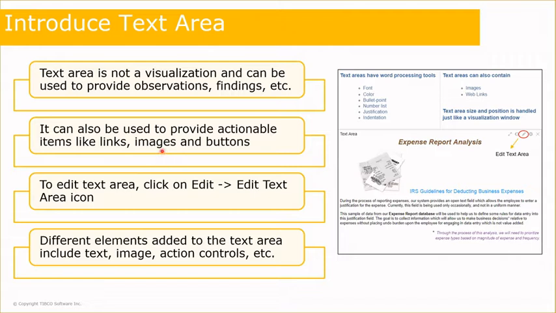Okay. Now, text areas in Spotfire can be inserted using the visualization types flyout, but they are not visualizations. A text area can be used to provide different kinds of observations, findings, or details about your analysis, and you can also insert actionable items in Spotfire in text areas, like links, images, and buttons. Okay. You can edit a text area by clicking on this edit text area icon, which appears when you hover the mouse over the top right corner of the text area. Okay. Now let's go to the tool and see.